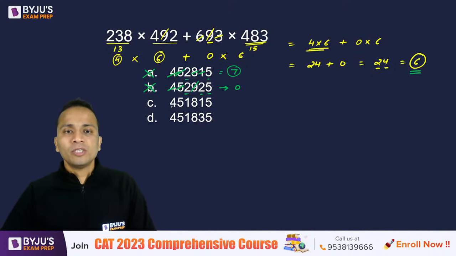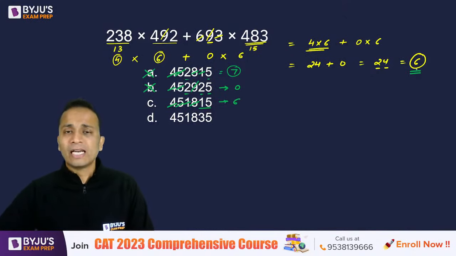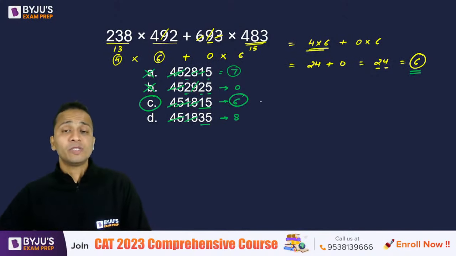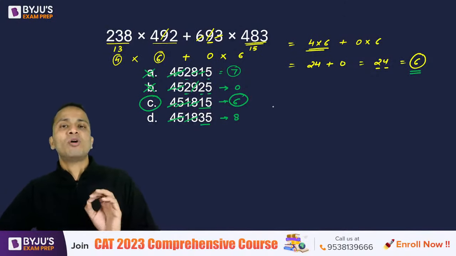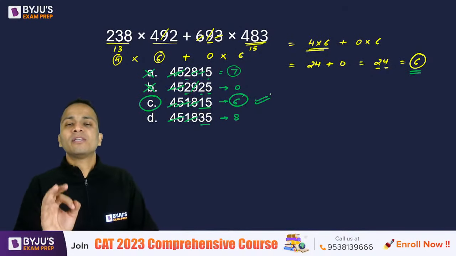Let's check the third option. So 4 and 5 removed, 1 and 8 removed, 1 and 5. 1 plus 5 is 6. This is matching with the digital sum that we have obtained. So option C can be the answer. Let's finally check option D. So 4 and 5, 9, 1 and 8, 9, and 3 plus 5 is 8. All right. So among the options, there is only one option, that is option C, which is matching with the digital sum of our expression. So the correct answer will be option C.